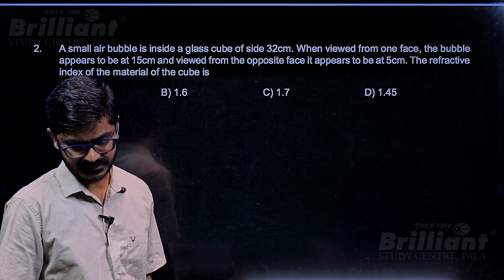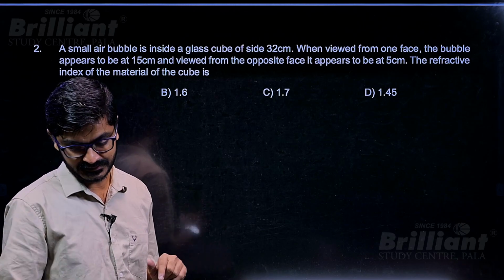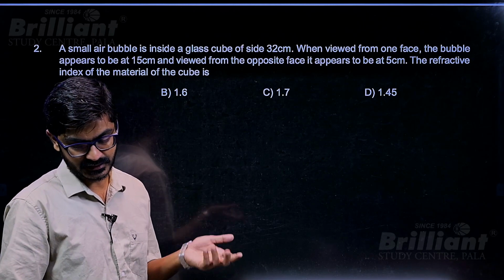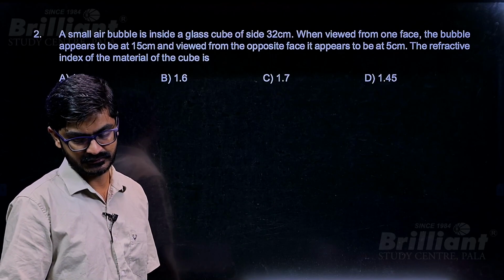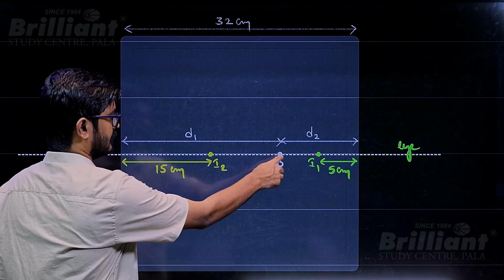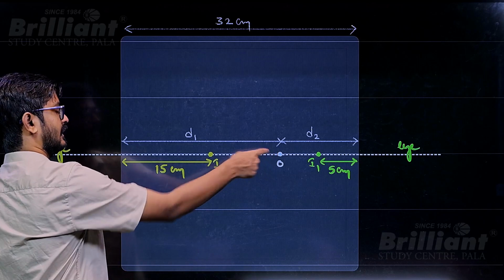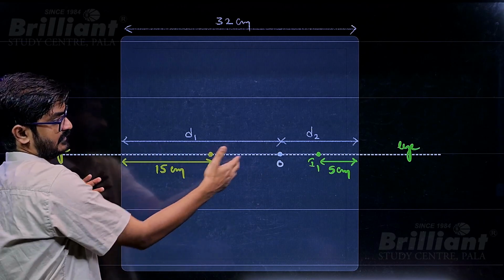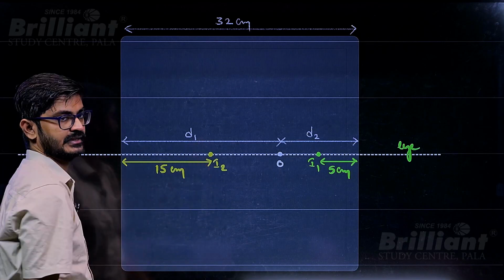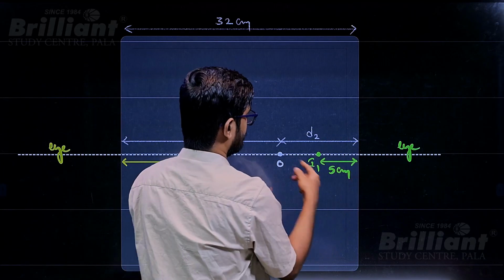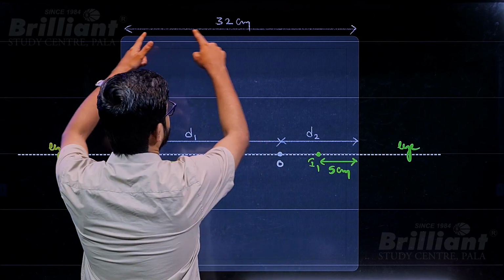A small air bubble is inside a glass cube of side 32 centimeter. When viewed from one face, the bubble appears to be at 15 centimeters, and viewed from the opposite face, it appears to be at 5 centimeter. Find the refractive index of the cube. Basically, there is a bubble here. When you are observing from this side, you are obviously observing from air, so you will feel like it has shifted closer to you. You feel it is somewhere here, and this distance is 15 given. And when you are observing from here, you feel it is somewhere here, which is 5 centimeter given, and the total length is 32 given.